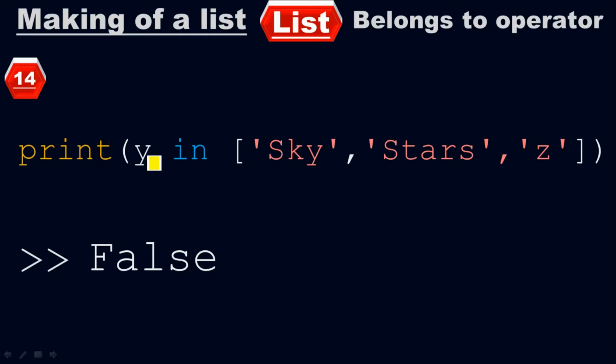I repeat, we are not talking about a single character here. Yes, the character y exists here with the sky. We are not talking about it. We are talking about the element, like we have z here. If we had y here instead of z, then you would get true. But since we don't have y here as a single element, when you run it, you will get false. Y does not exist among all these 3 elements. We have only 3 elements: sky, stars, and z. There is no y element. Therefore, it returns false in the final output.